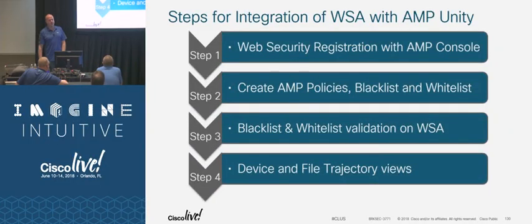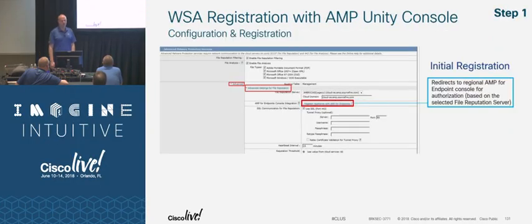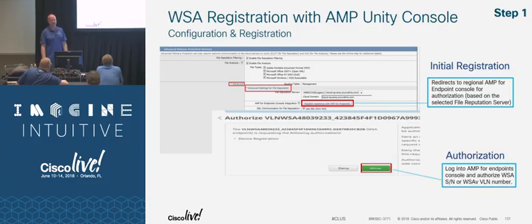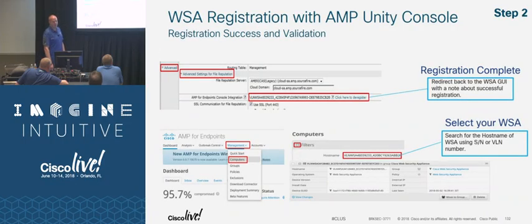So let's do a quick integration here to show you what it looks like. In that screen where we configured our AMP file reputation earlier, you see a register appliance with AMP for endpoints. That will open up a window to log into AMP for endpoints. You'll authorize your WSA into AMP Cloud. And once the registration is complete, you'll see your web security appliance under computers in AMP Cloud. That web security appliance becomes a machine or computer within your configuration in the cloud.